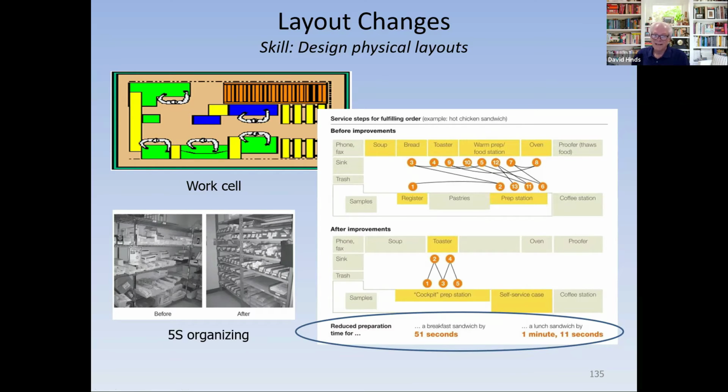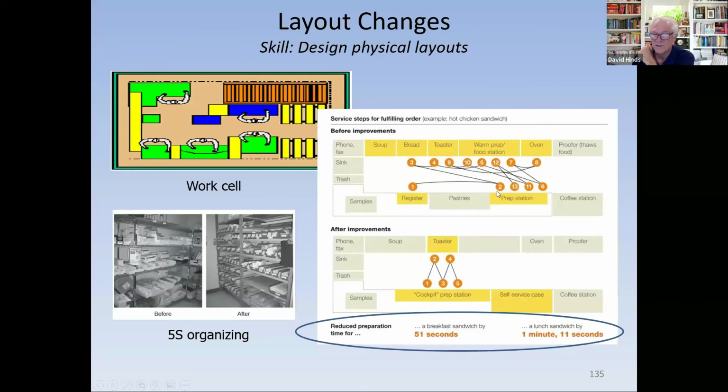Here's another McKinsey example. It's kind of like a work cell idea where they studied a restaurant, where they're basically preparing sandwiches, a breakfast sandwich, lunch sandwich. Here before, you see the different stations. This was where they're preparing it. And each of these numbers is a step. They physically had to start at the register, go to the prep station, do the bread, go to the toaster, and so on. So you can see there were 13 physical movements.